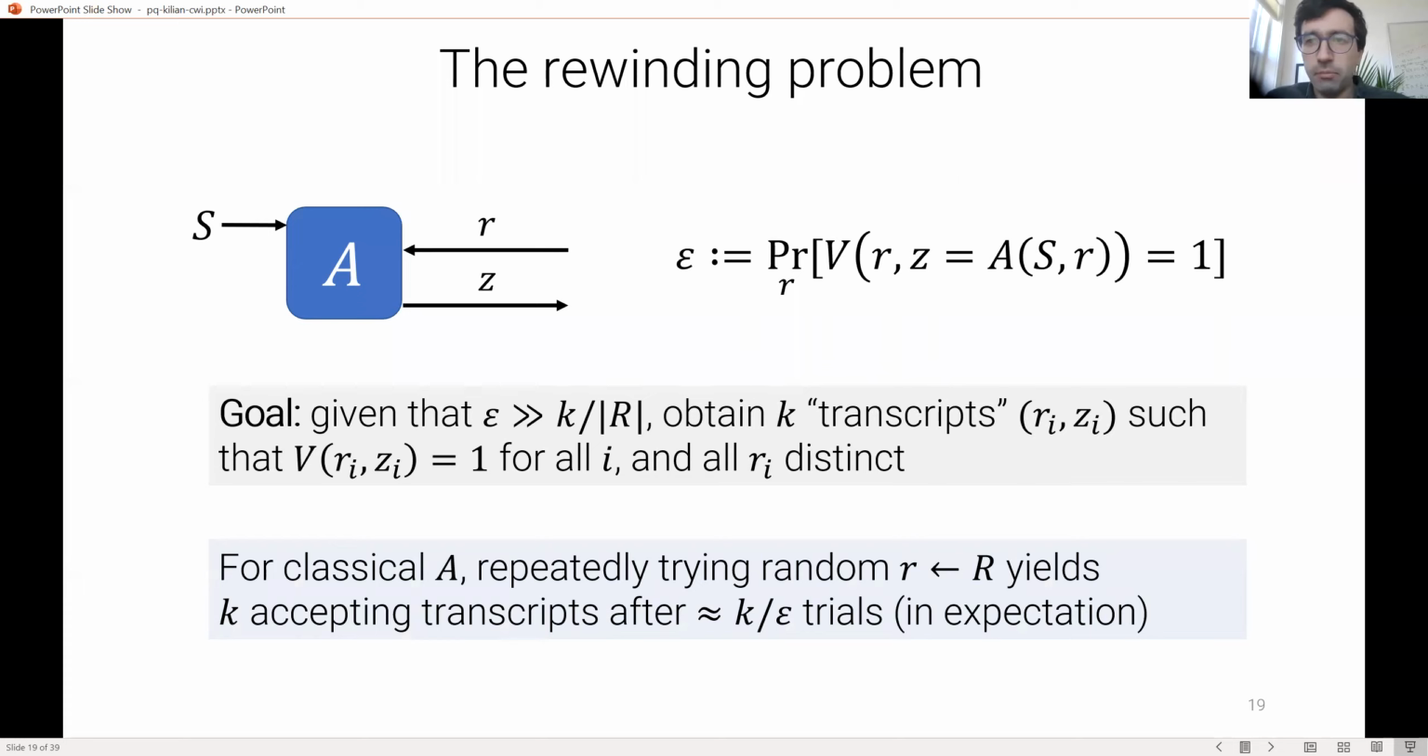So classically, the rewinding problem is easy. What you do is, like I said, you make a bunch of copies, and then you try a random R until you get k accepting transcripts with distinct R, and this happens after roughly k over epsilon trials. Provided R is reasonably large, you can just run it k over epsilon times, and you'll see successes for distinct R's.